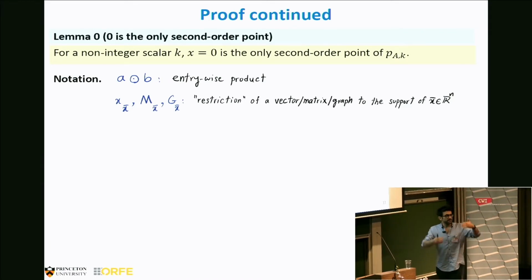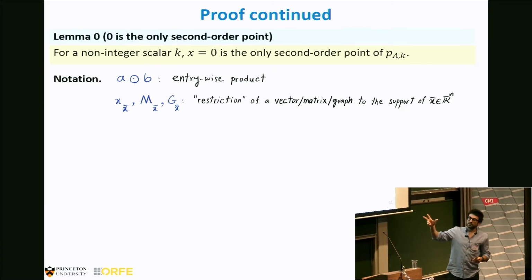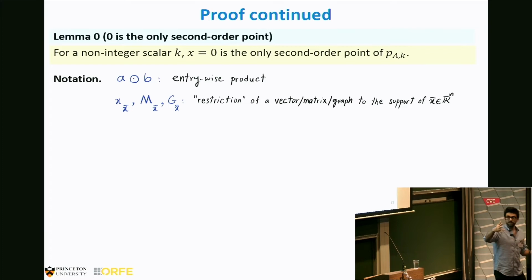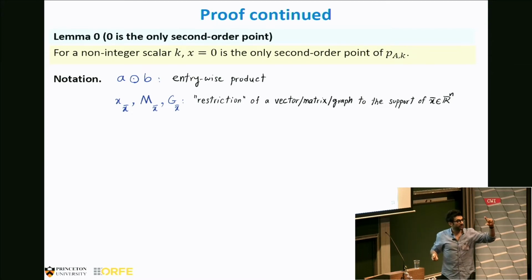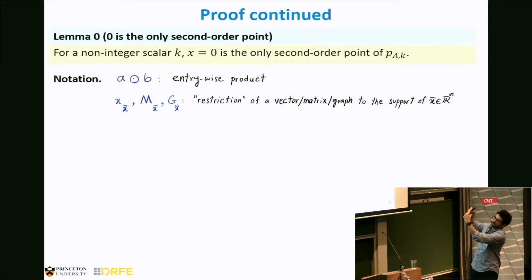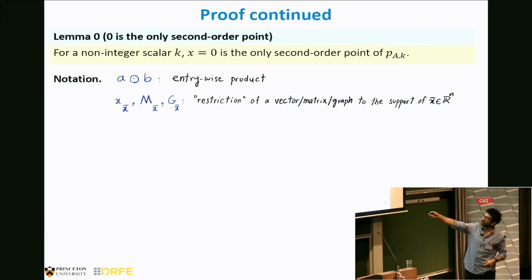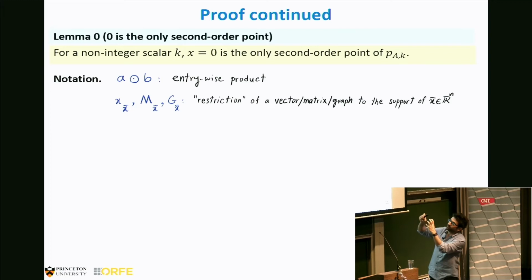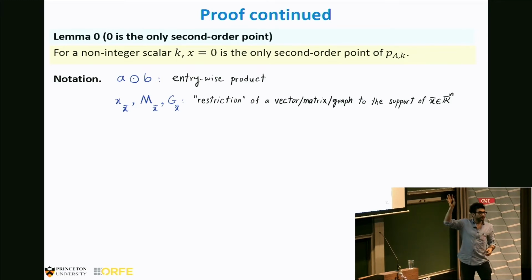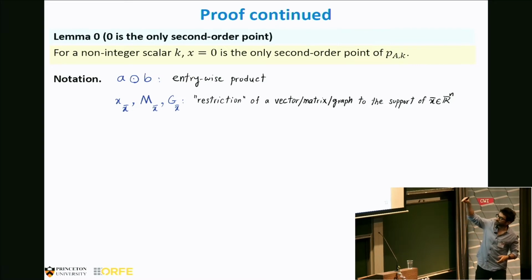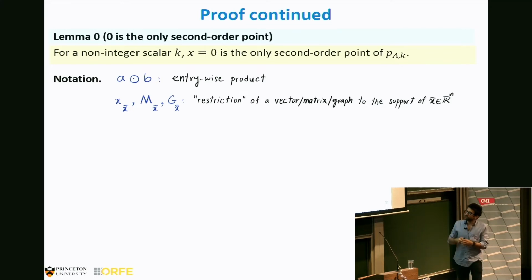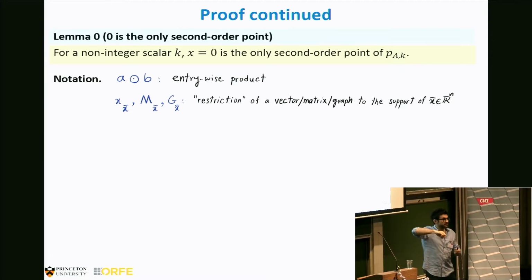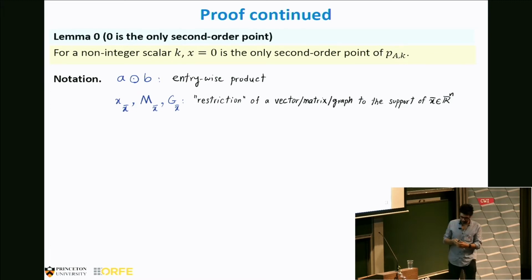So let's think x bar is a vector of length 10, but it has 3 non-zero elements. Let's say entries 2, 5, and 7 are non-zero. Then this x sub x bar will be a vector of length 3, which has entries 2, 5, and 7 of x bar. Similarly, M sub x bar will be a 3 by 3 matrix instead of a 10 by 10 matrix, which is a principal subblock. So it has rows and columns indexed by 2, 5, 7. And finally, G of x bar will be an induced subgraph. So you take just these 3 nodes in your graph instead of the 10 nodes. You keep all the edges between these 3 nodes, and you throw everything else away. Right? So this is what this notation means.